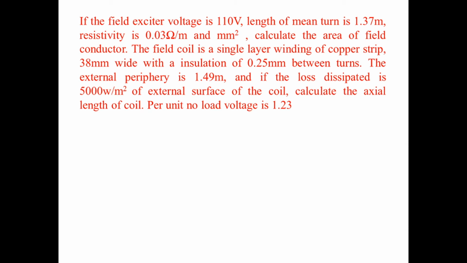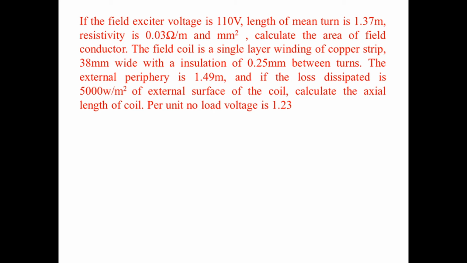The external periphery is 1.49 meter, and if the loss dissipated is 5000 watt per meter square of external surface of the coil. So loss dissipated is 5000 watt per meter square of external surface of the coil. So we need to calculate the axial length of the coil.